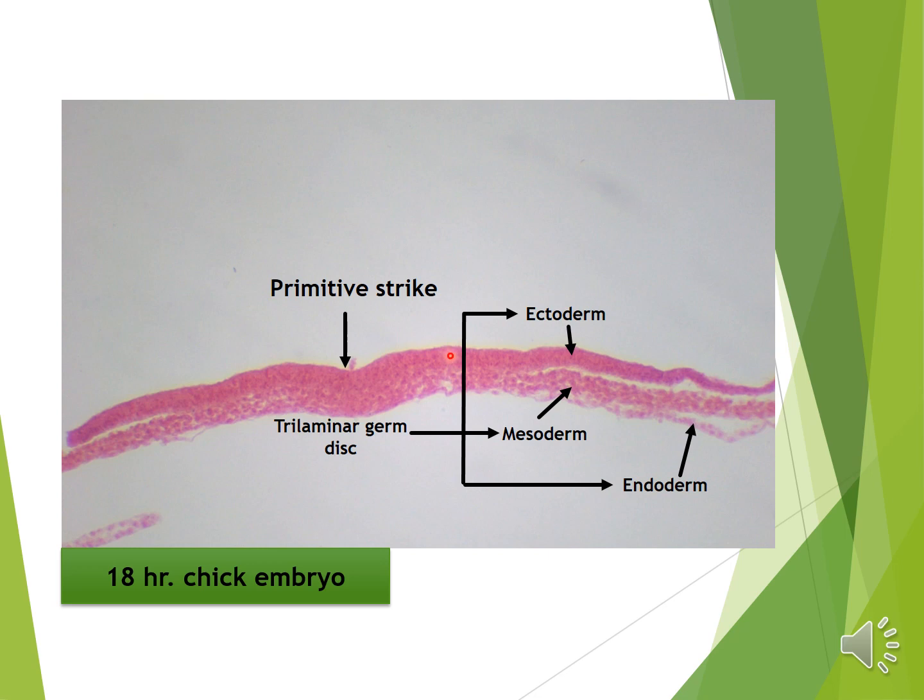With more development, a groove appears. This groove is called the primitive streak, and cells of the epiblast, columnar in shape, invaginate into the groove, changing their shape from columnar to flask shape. This process of invagination is called gastrulation.